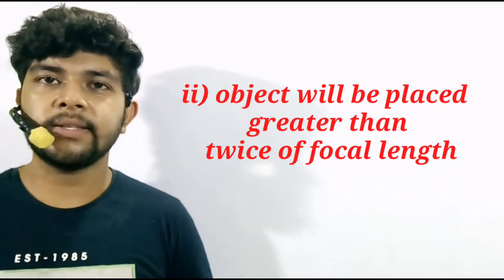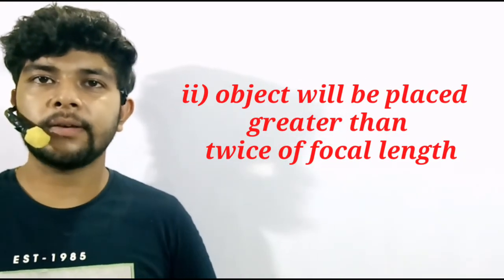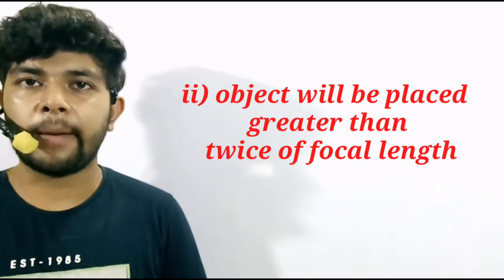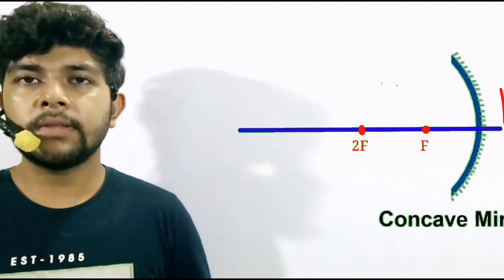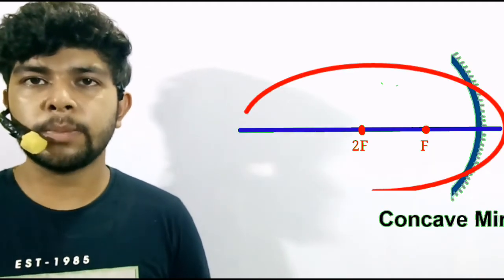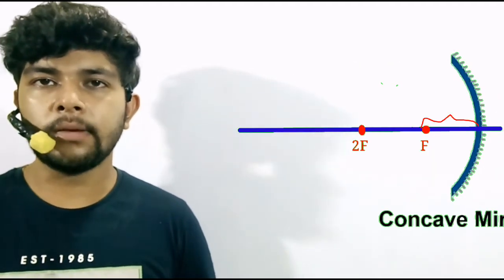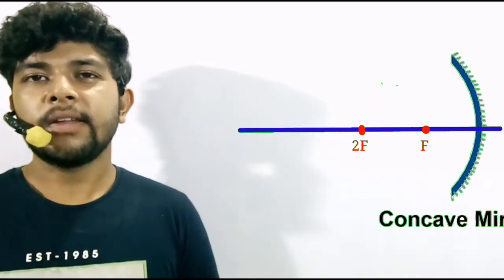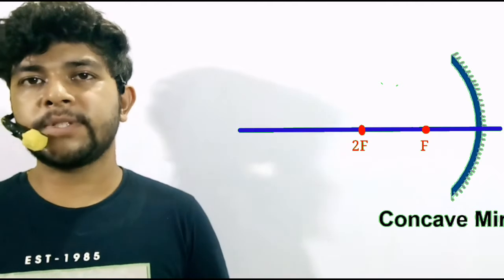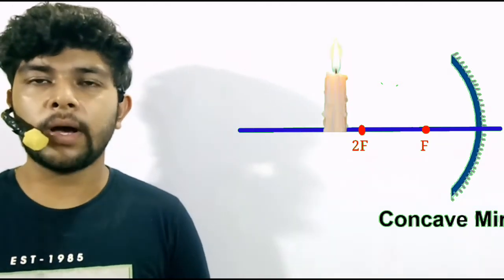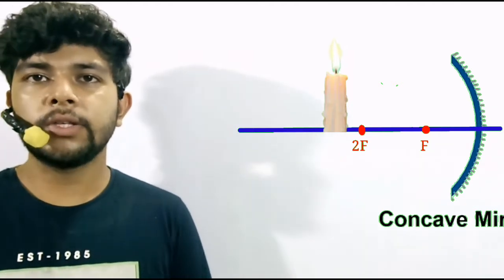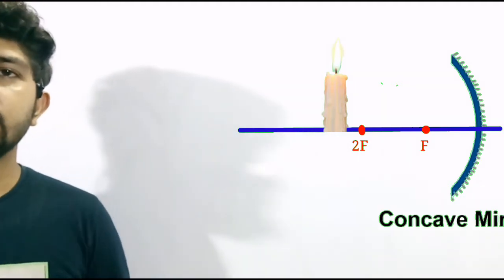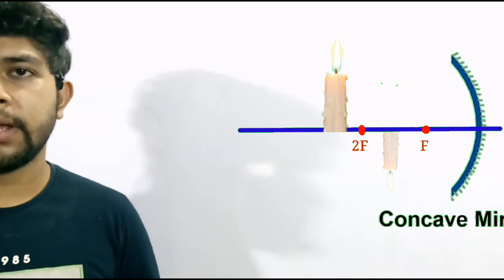Let's see the second case. If we put the object at a greater distance than twice the focal length, what will happen? Here you can see the concave mirror, the principal axis, the focal length, and twice the focal length. Now if you place the object just beyond twice the focal length, you will find that the image is formed in front of the mirror.